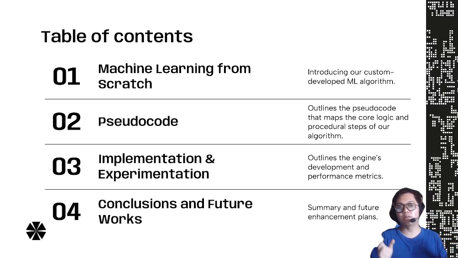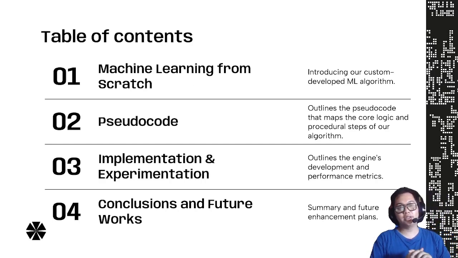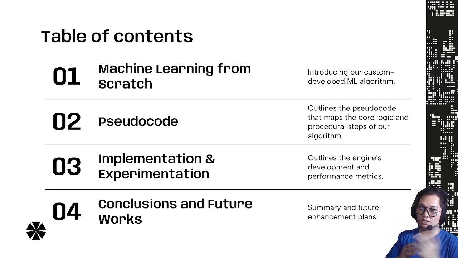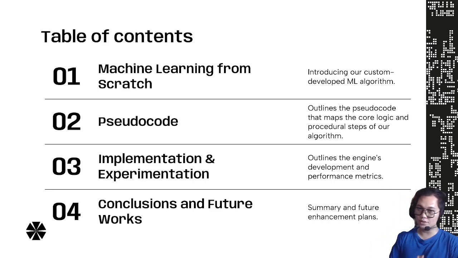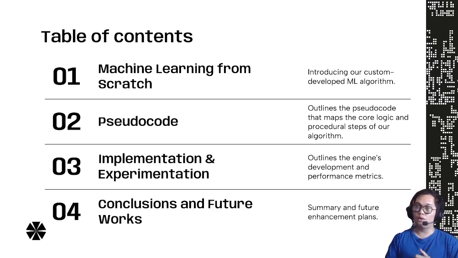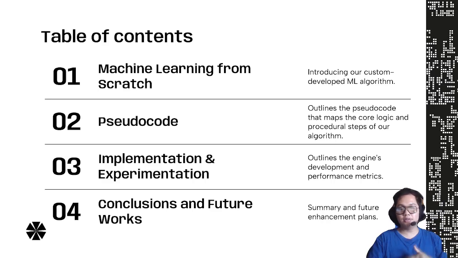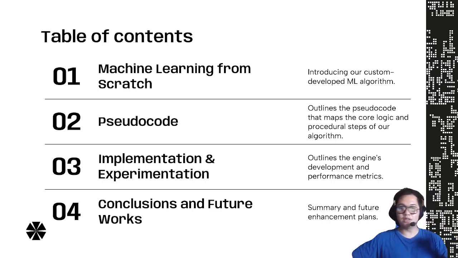Alright, what we're going to talk about: the first one is, of course, machine learning from scratch, the second one is our pseudocode, the third one is the implementation and experimentation, and the fourth one is the conclusions and future works. As we know, this is the continuation of the previous videos, so we're going to deep dive again right now into the algorithm that we used in our previous videos.